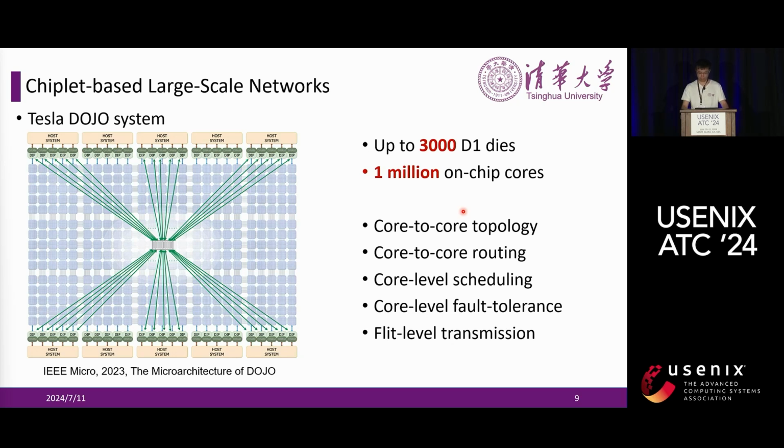Let's see another example. The chiplet-based network can be very large with some advanced packaging technologies, such as wafer-scale integration. As shown in the picture, the Tesla Dojo system contains up to 3,000 D1 dies, and each die has 360 nodes, so the entire Tesla Dojo system has over 1 million on-chip nodes. These 1 million nodes are interconnected as a complete network. To design such a system, we need to consider the core-to-core topology, core-to-core routing, core-level scheduling, core-level fault tolerance, and fleet-level transmission. Everything is fine-grained, but the entire scale is extremely large.